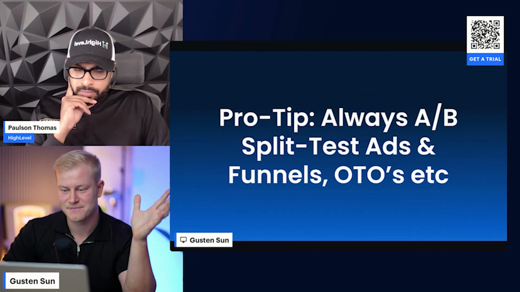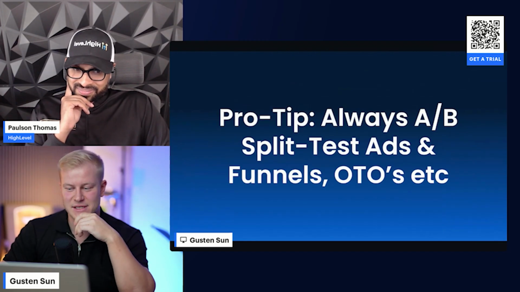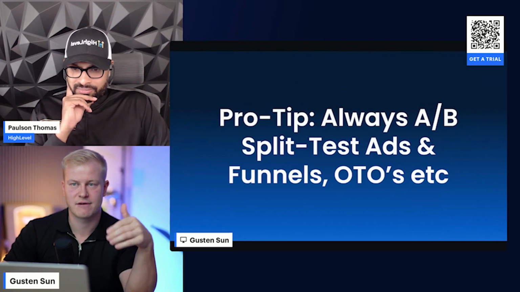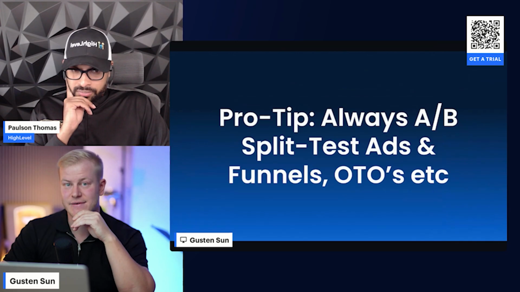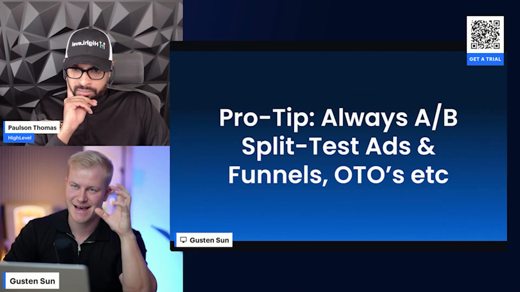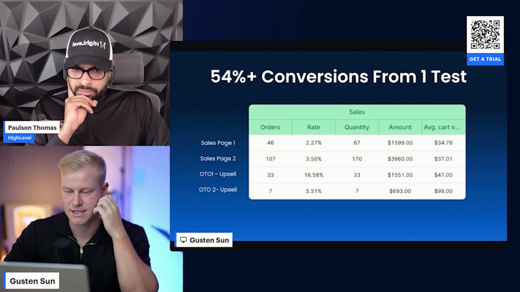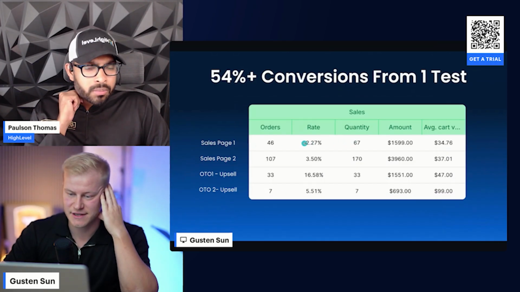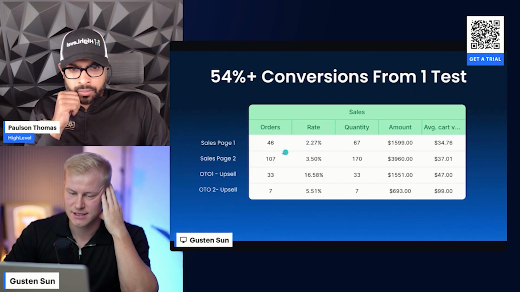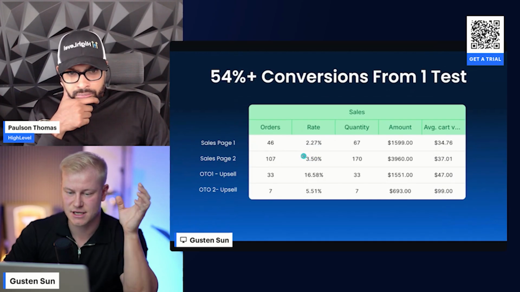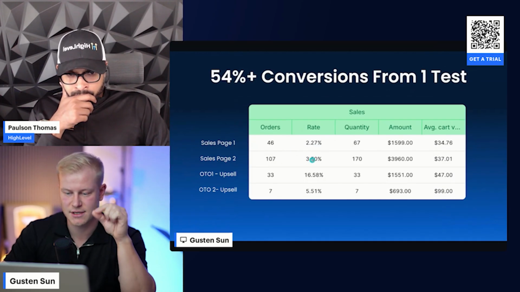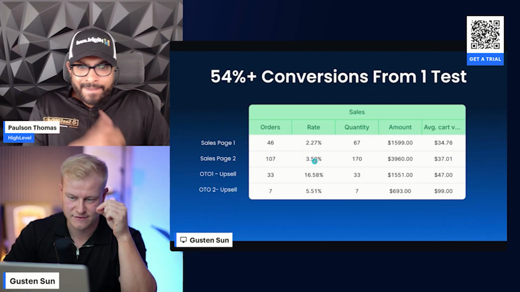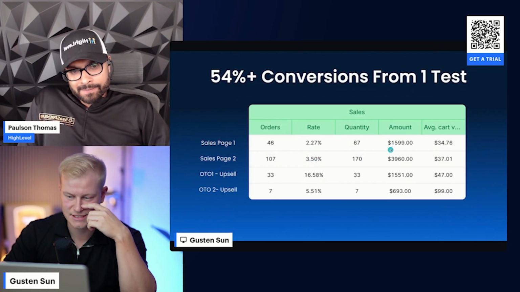Almost done, by the way. Always A/B split test ads and funnels, your one-time offers, your upsells, even entire offers as well, and the angle of the offer, which I'll talk about in a second. So here's an example of an offer. You can see sales page 1, we have a conversion rate of 2.27. Then sales page 2, by just cloning this and making a few changes to it, it's at 3.5%, right? So you can see the difference there.